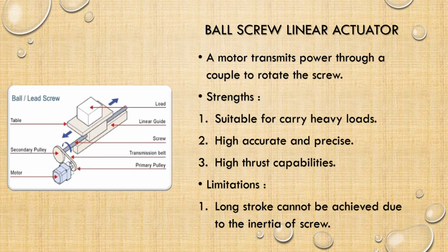Ball screw linear actuator. A motor transmits power through a coupling to rotate the screw. It is suitable for carrying heavy load. It has a high accuracy and precision, and a high thrust capability. Limitation: long stroke cannot be achieved due to the inertia of the screw.